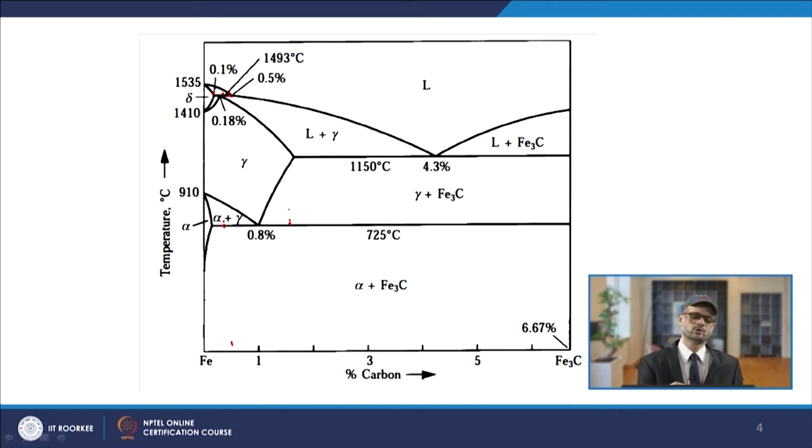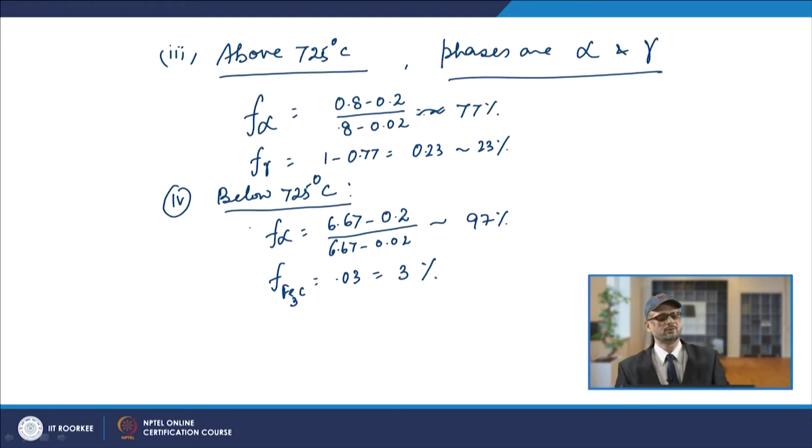Now, pro-eutectoid cementite is the cementite which is formed before this eutectoid reaction. What will that be? Cementite will be corresponding to this length divided by this whole length, because cementite is touching on this side, this is the cementite line. So, it will be 1.4 minus 0.8 divided by 6.67 minus 0.8.